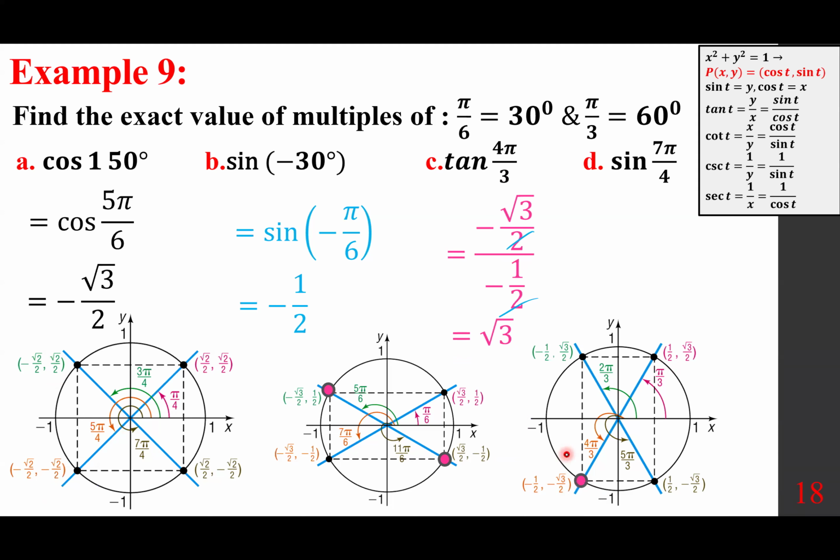What about 7 pi over 4? Let's locate pi over 4. And then 7 pi over 4 is here, okay? Cosine is square root of 2 over 2. Sine is negative square root of 2 over 2.